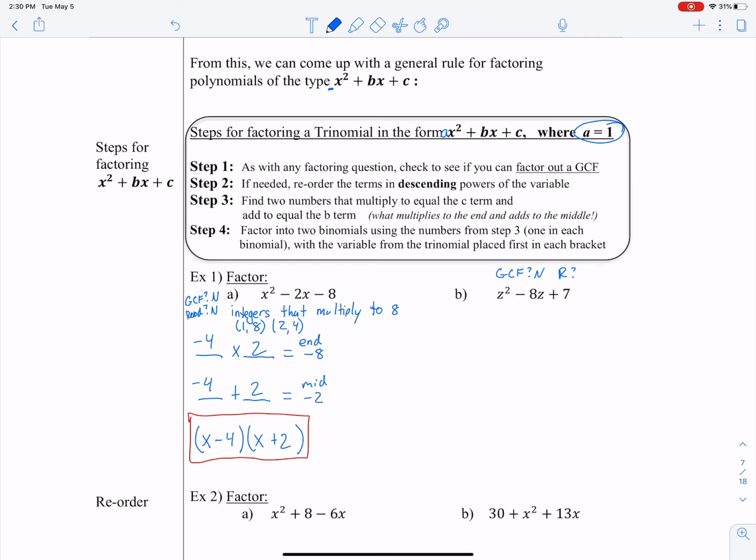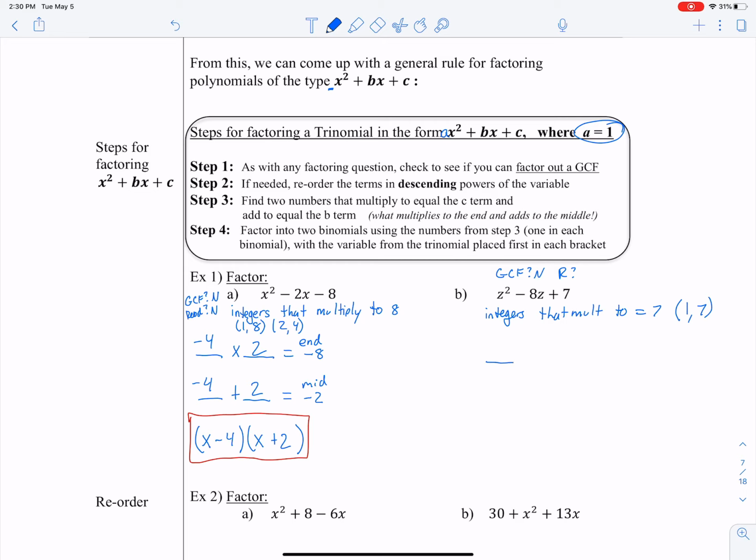So now we need numbers that multiply together to give us 7. Okay, we're looking for numbers that multiply together to give us 7. So 7 is a prime number. So the only thing that multiplies to give 7 is 1 times 7. So that makes it a little simple for us.